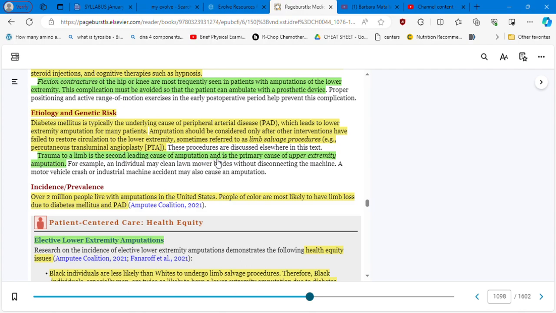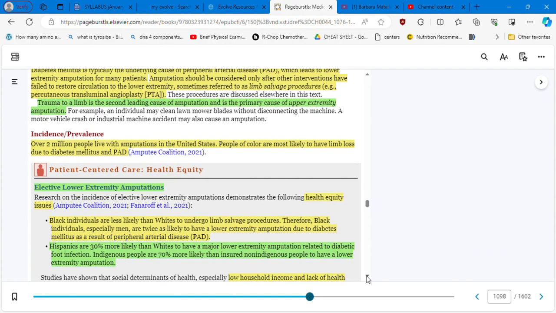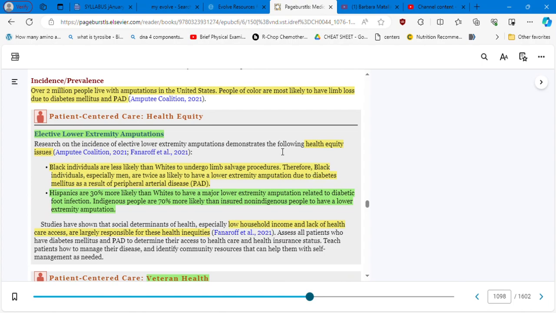Trauma to a limb is the second leading cause of amputation and is the primary cause of upper extremity amputation, right? So diabetes is typically the underlying cause of peripheral arterial disease, which leads to lower extremity amputation. And trauma of the limb is the second leading cause of amputation and is the primary cause of upper extremity amputation. Okay, so incidence and prevalence: over 2 million people live with amputations in the United States.